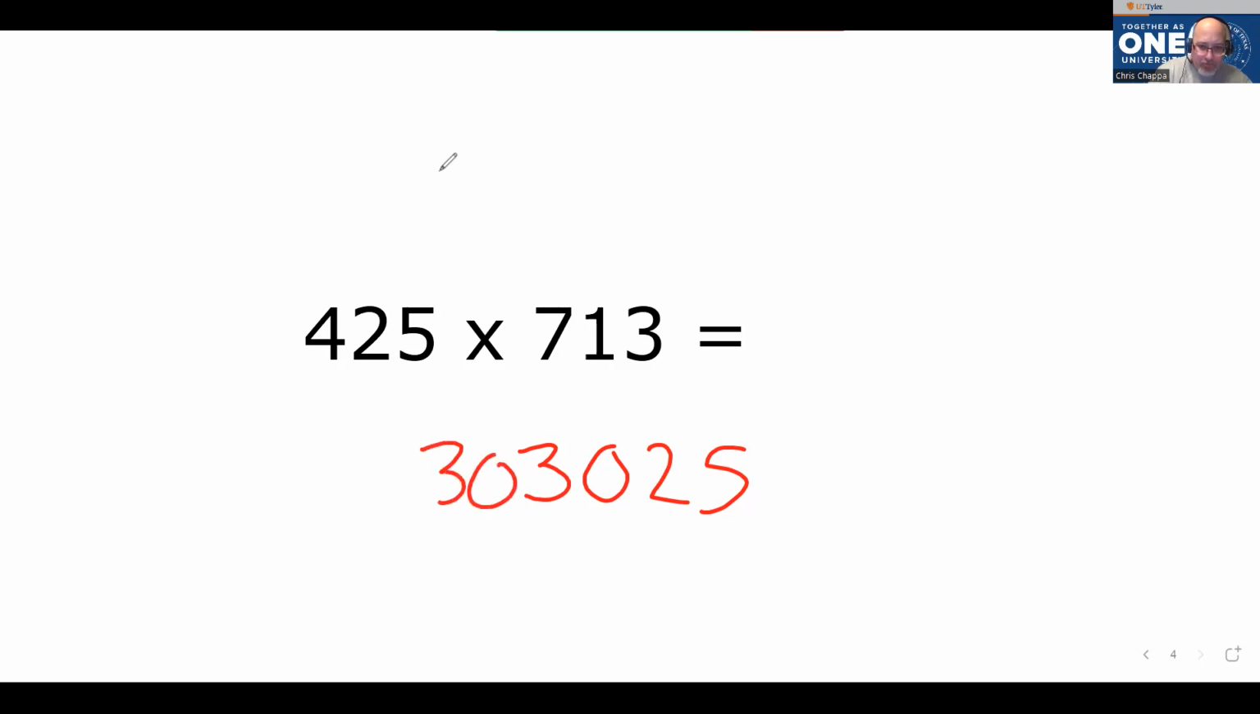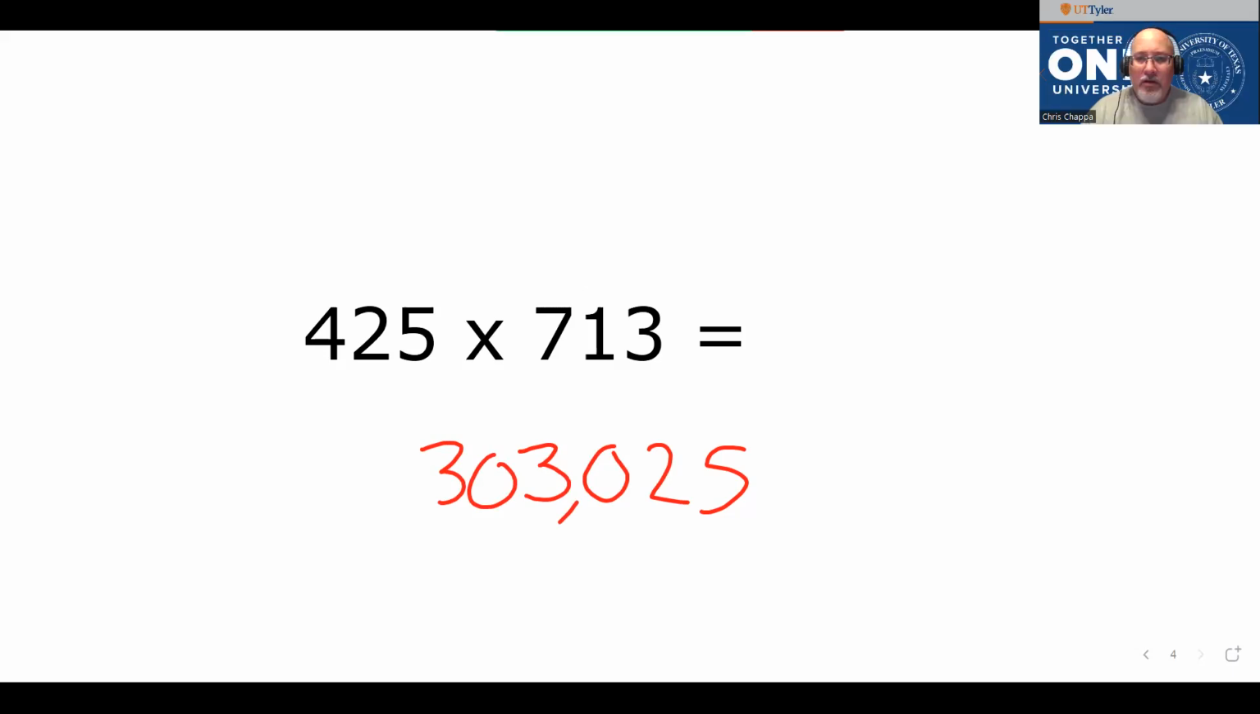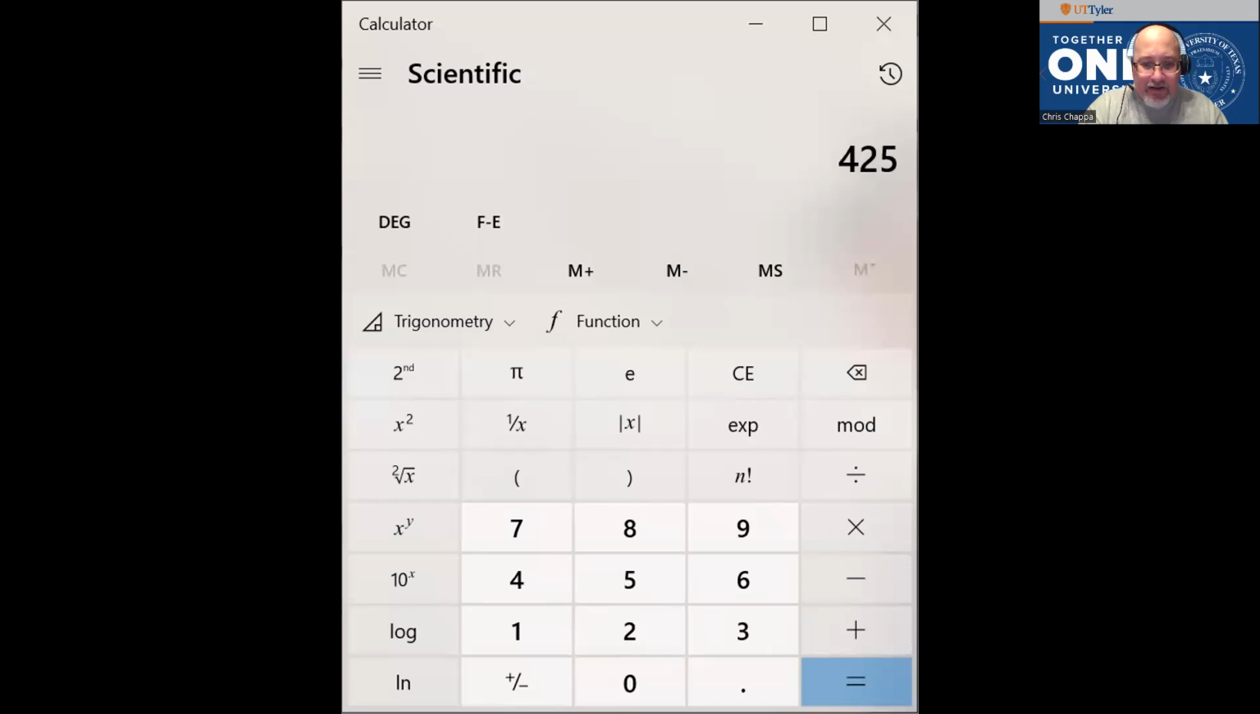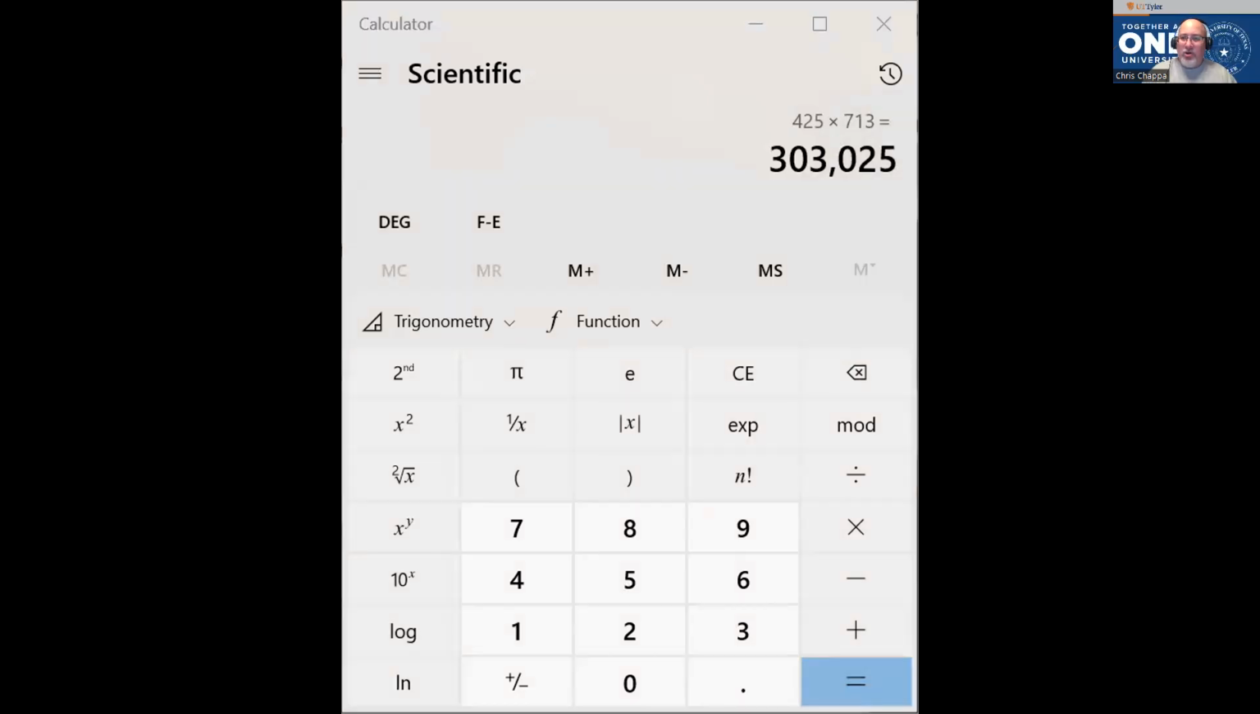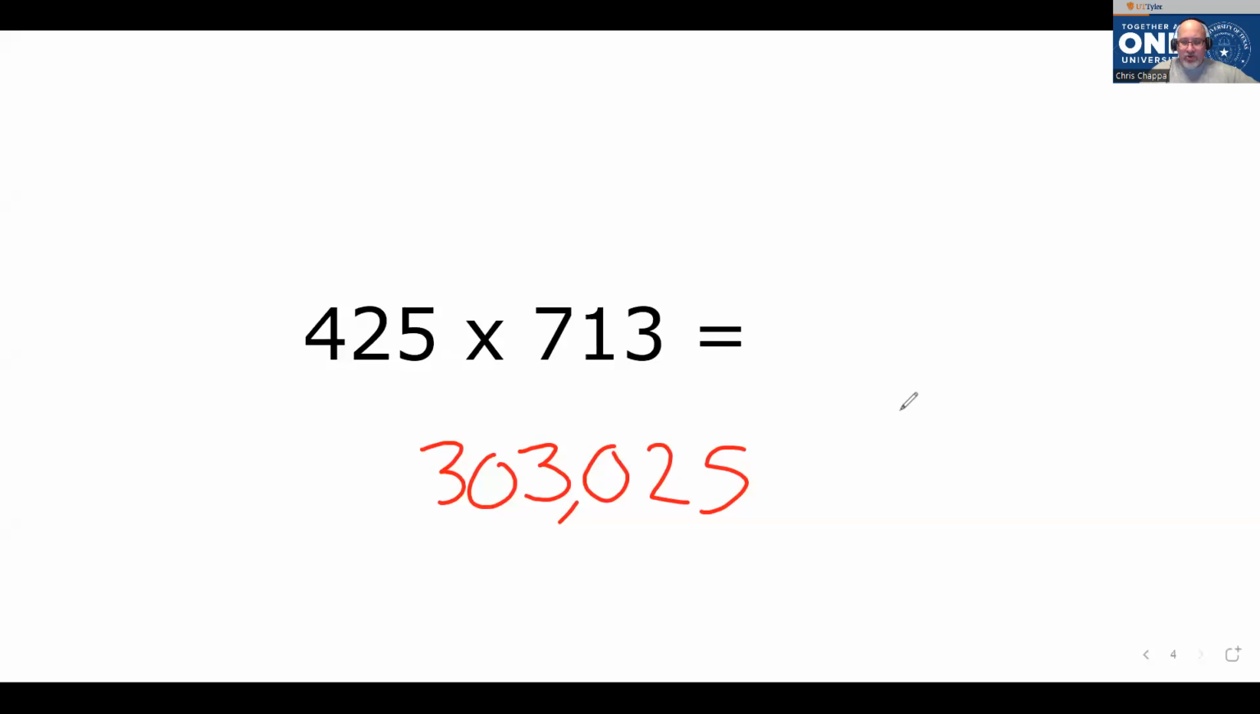So it should be 303,025. 425 times 713 is 303,025. This technique is adaptable to as large a number as you want.